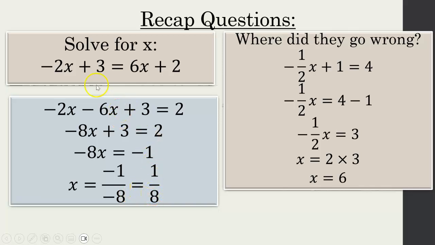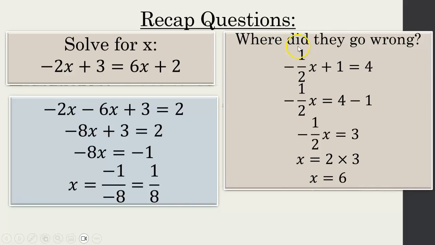Now, how will I check this? All you have to do is put in x equal to 1/8 back up into here. So it's minus 2 multiplied by 1/8 plus 3. Is that going to be the same thing as 6 by 1/8 plus 2? So try it out. See if it's correct.